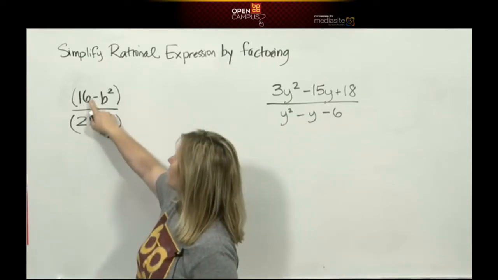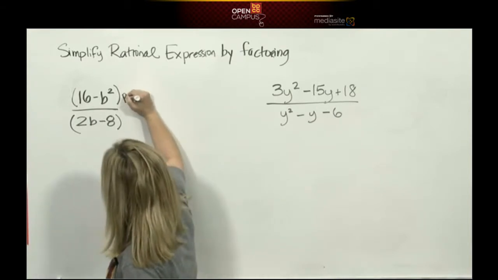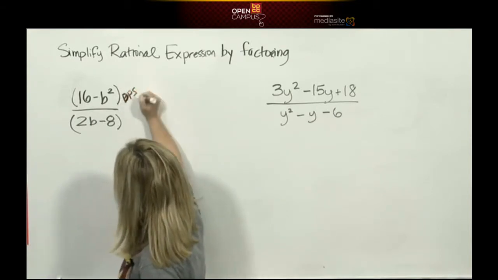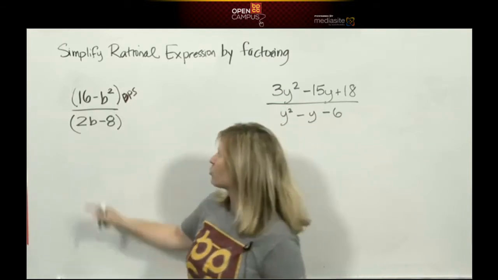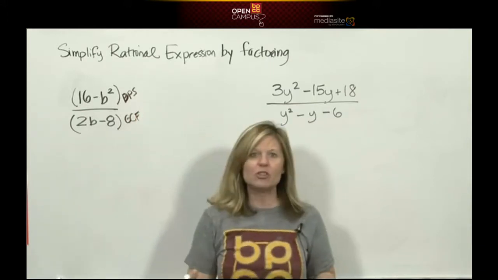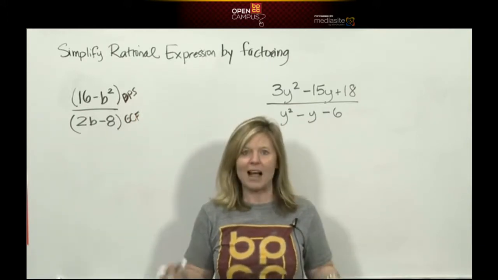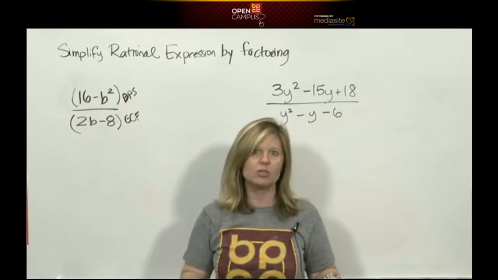So if I have 16 minus b squared, what rule is that? That's right, that's a difference of perfect squares, and I'm going to write it here. If I have 2b minus 8, what rule of factoring is that? That's right, they have something in common. We're going to do GCF. So what we're about to do is factor the numerator, factor the denominator. Once we get it connected by multiplication, then we could do the division.